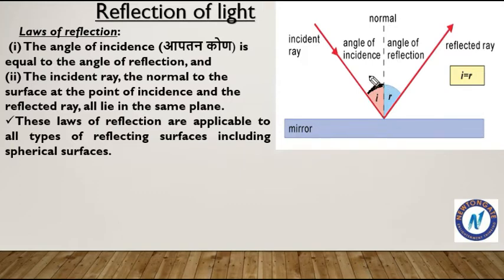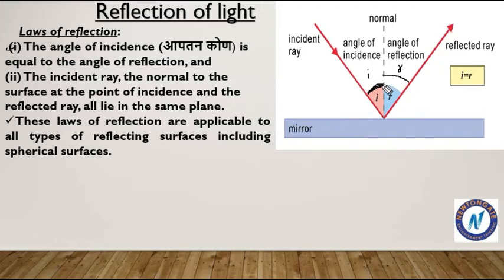We usually represent it with the letter I, and the angle of reflection is the angle made by the reflected ray with the normal. So this is the angle of refraction. So this is usually denoted by R. Okay. So the first law is very obvious that I is always equal to R.